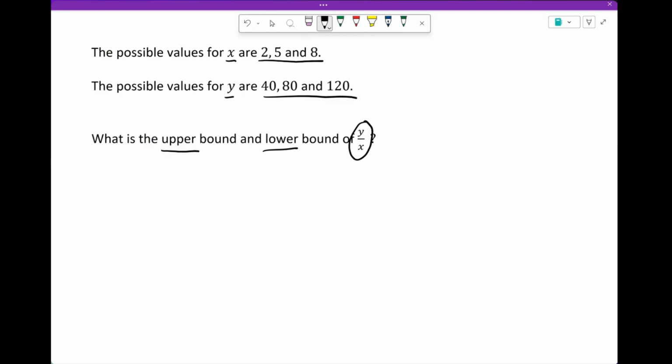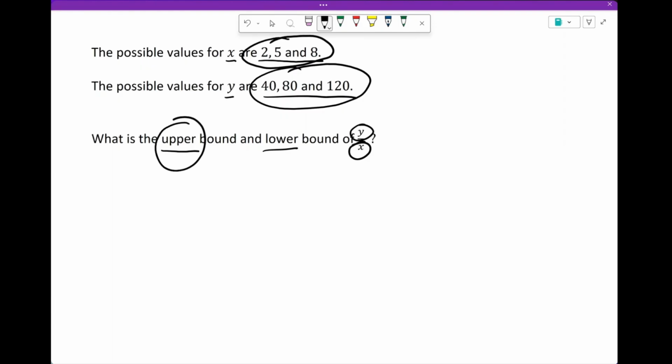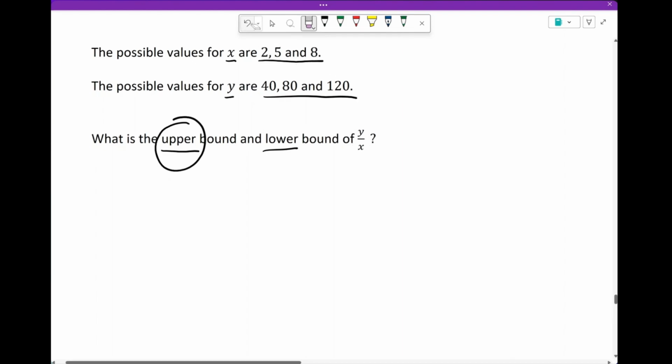So essentially what we have to do is pick a value for y out of these three here. And then pick a value for x out of these three here to get the highest possible value, which is going to be my upper bound, and get the lowest possible value, which will be my lower bound. So let's start on my upper bound. So we've got to consider how we're going to get the highest value out of that calculation. So I'm going to write UB upper bound, and then I'm going to write y divided by x.